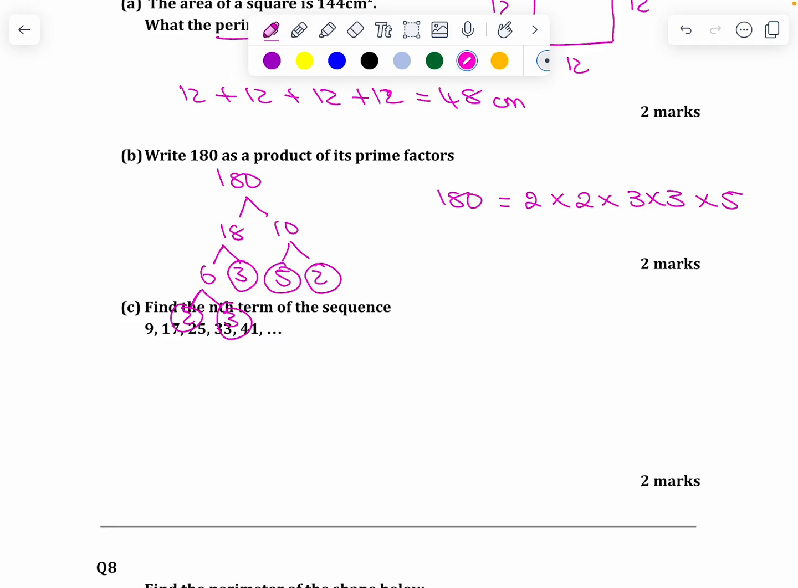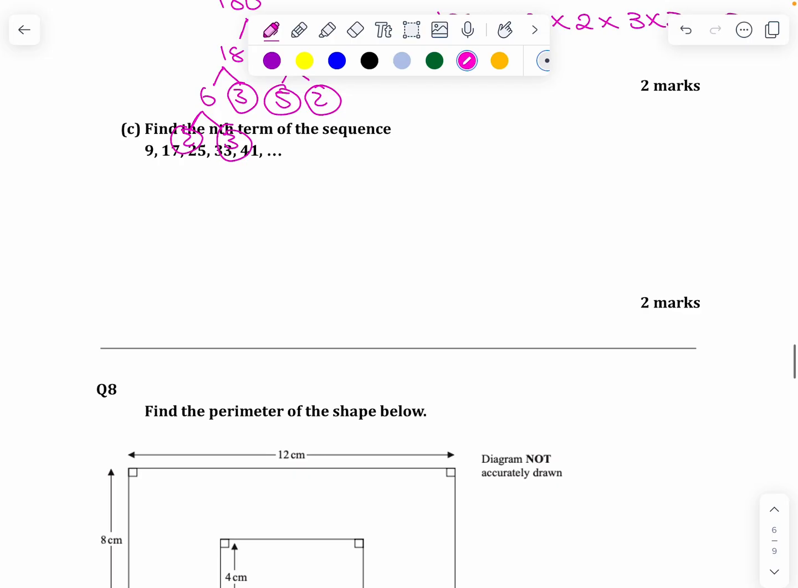Okay. The reason why you have to write it as your answer is so that you understand it's a product of its prime factors, so that you're multiplying all the prime factors together. Okay. Nth term of these numbers.